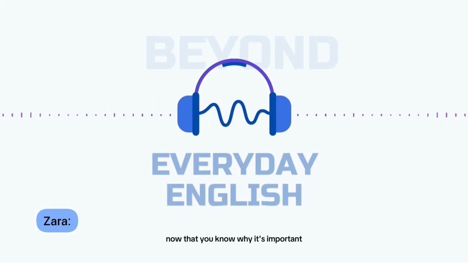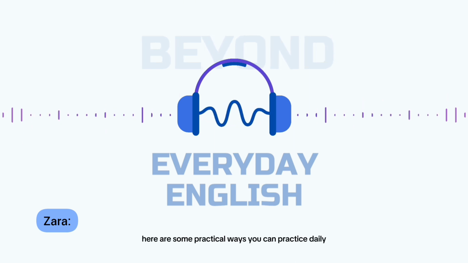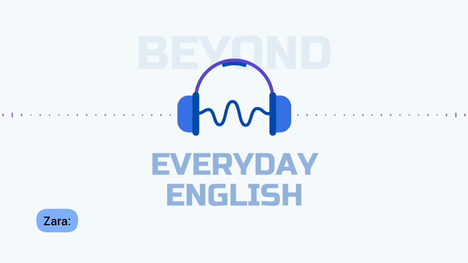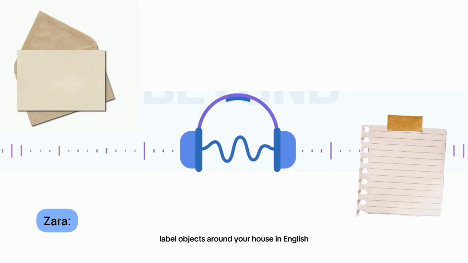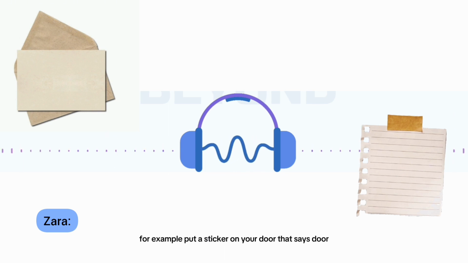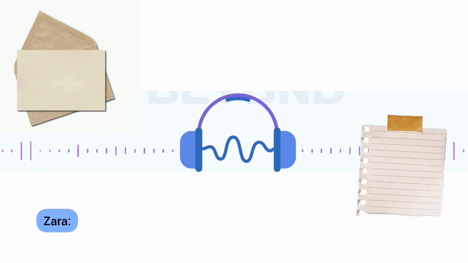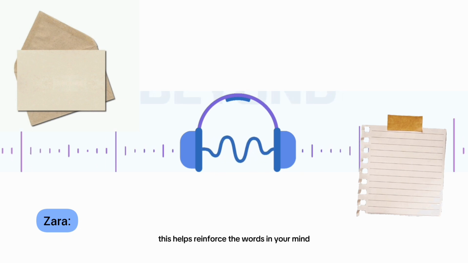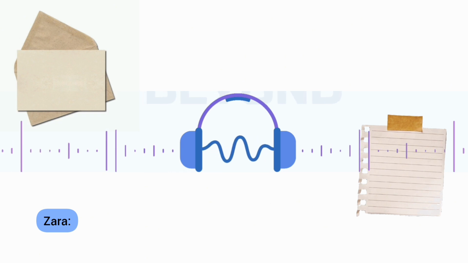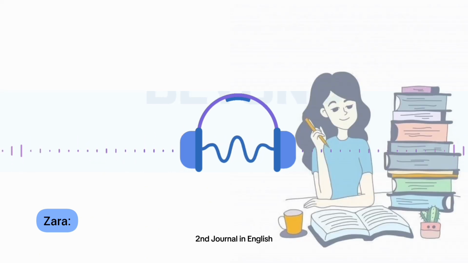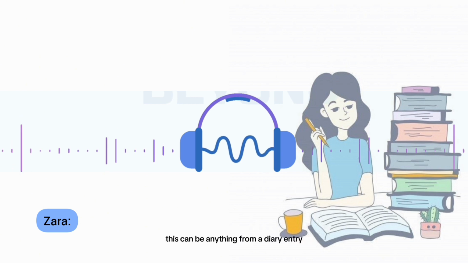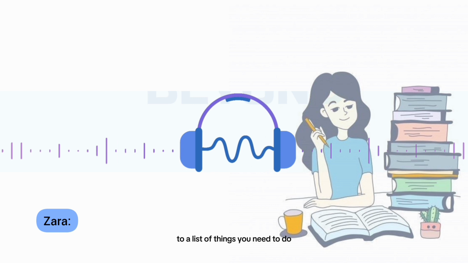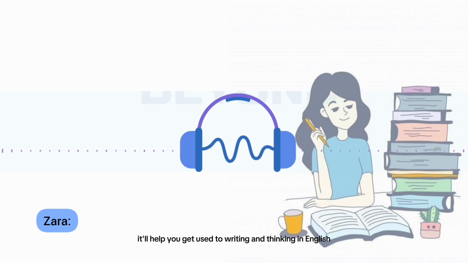Now that you know why it's important and how to start thinking in English, here are some practical ways you can practice daily. 1. Label your environment. Label objects around your house in English. For example, put a sticker on your door that says door, on your chair that says chair, etc. This helps reinforce the words in your mind and makes it easier to think in English. 2. Journal in English. Try writing down your thoughts in English every day. This can be anything from a diary entry to a list of things you need to do. It'll help you get used to writing and thinking in English at the same time.